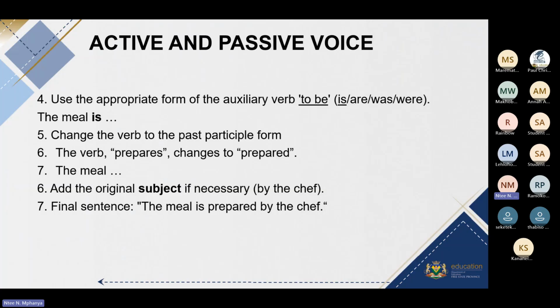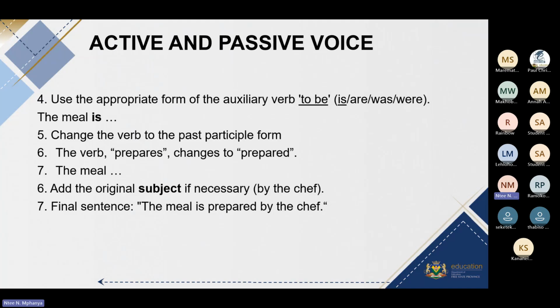We say the meal, which is our subject, which receives the action now, is our auxiliary verb. There you can see it. Why do we use is? Because the meal is singular and our verb prepares is in present tense. Then our verb takes the what? The participle, not the past tense. Then the meal is prepared by who? By the chef.